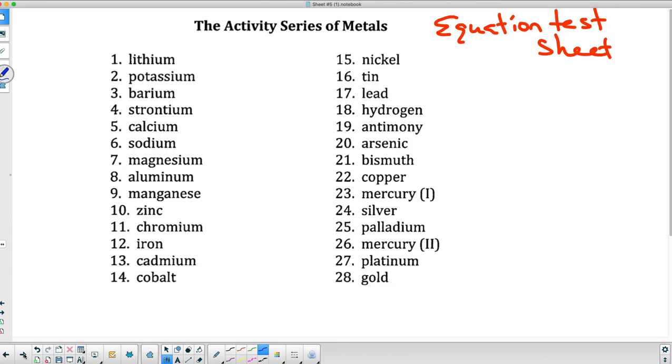So this is the activity series, and it's on the equation test sheet that I have linked or attached to this assignment. So I would pull that sheet up. You see decomposition rules, and at the bottom it says activity series of metals. So what we're talking about is that 23 through 28 are metals that are non-reactive enough to break away from oxygen. So these are the only ones that decompose with oxides. All the rest of them would be no reaction, no matter whether it were copper up to lithium.